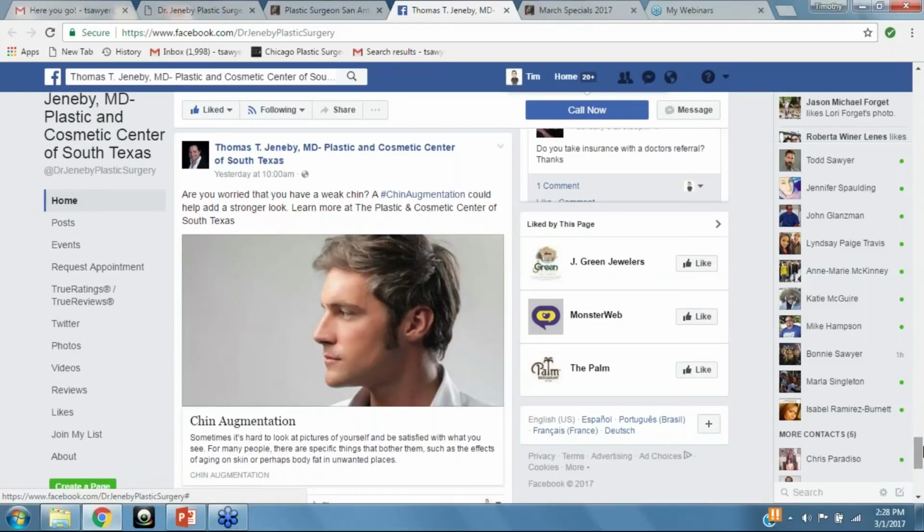So the blocking and tackling stuff, promoting a chin augmentation page, if we would click on it, that's going to take you right back to his chin augmentation page on his website. And that's how you're going to get to that conversion number, right? So when you see 1,000 people went from Facebook to the website, that's because you're creating backlinks to get them there, right?